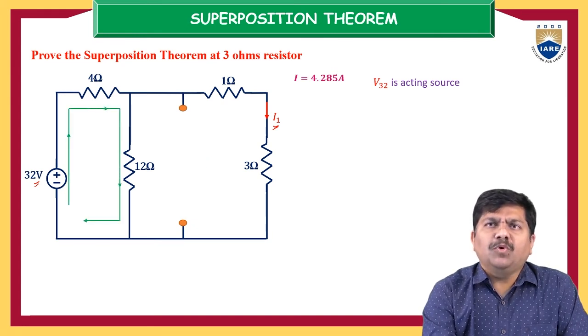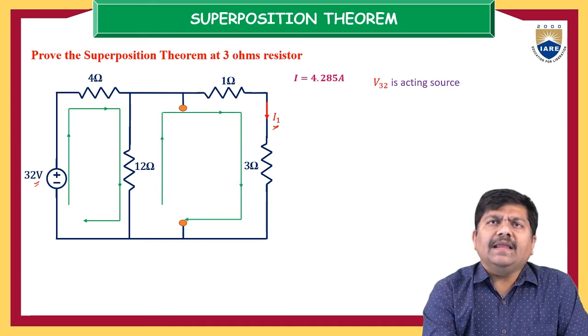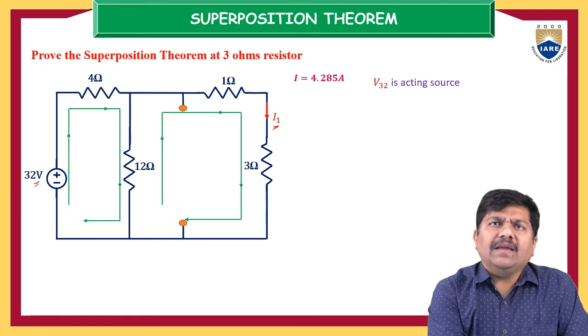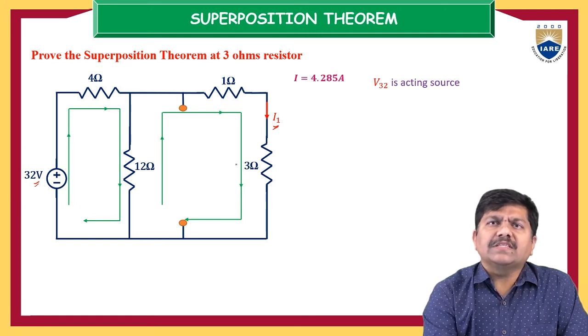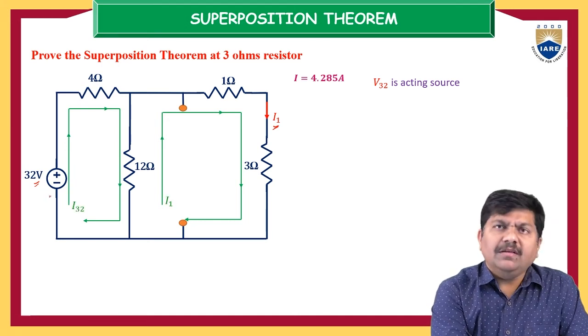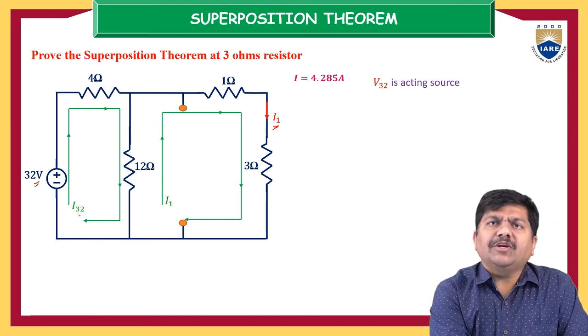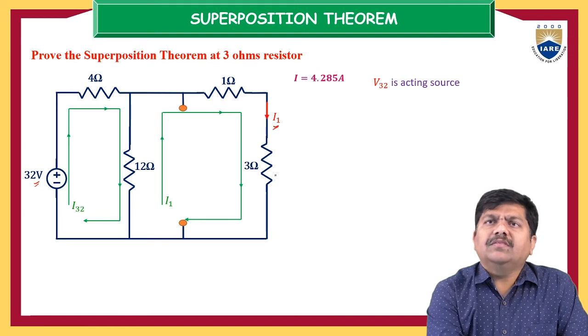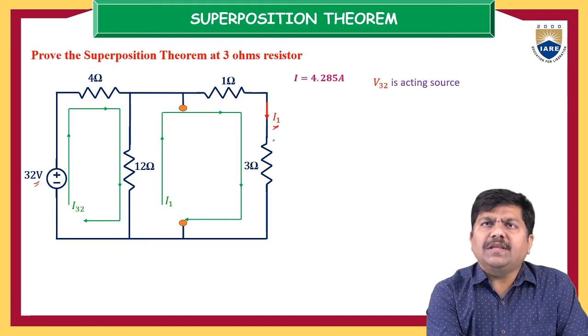So this is one simple loop. Again, one more simple loop we can generate. So there are 2 loops, and we just apply KVL for the first loop and KVL for the second loop. So we assume this current, because of 32 volts, is I32, and through this 3 ohm we assumed that the current is I1. So let this current be I1 in the second loop.